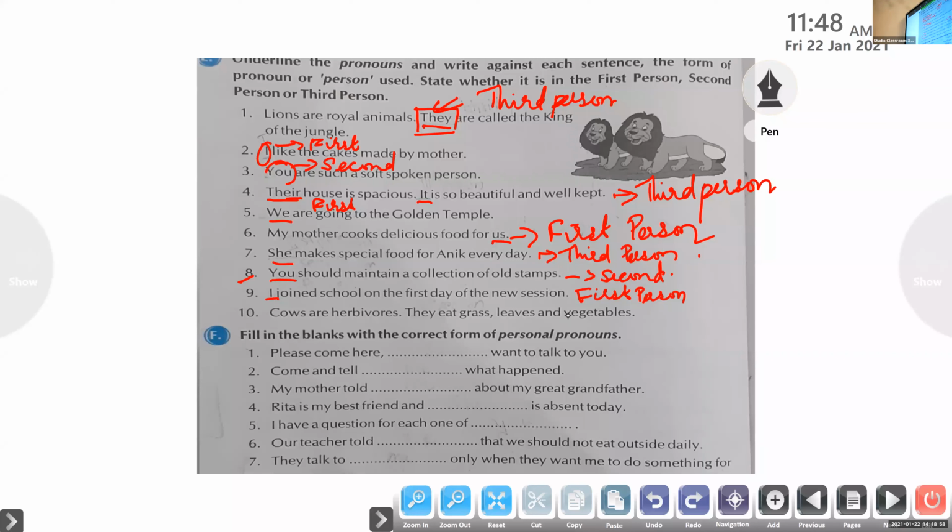Now, Devij, come on, do the next one for me, the last one. So, with that, we'll wind up today's session. Cows are herbivores. They eat grass, leaves, and vegetables. Okay, so they, very good. It stands for third person.